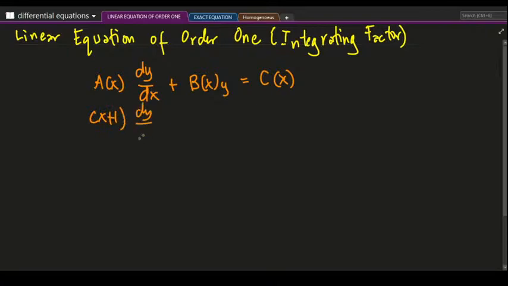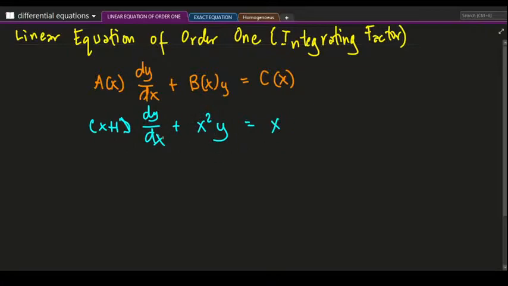We could have (x plus 1) dy/dx plus, so our b of x, again a function in terms of x, we could have that as x squared, so x squared y, then our c of x is equal to, c of x is any function of x, so we could have that as maybe x. So this is an example of a linear equation of order 1.